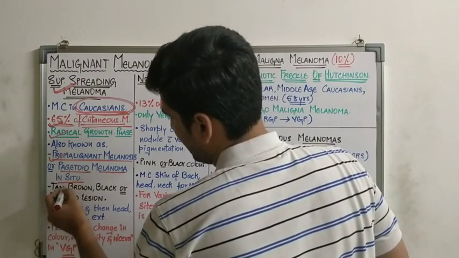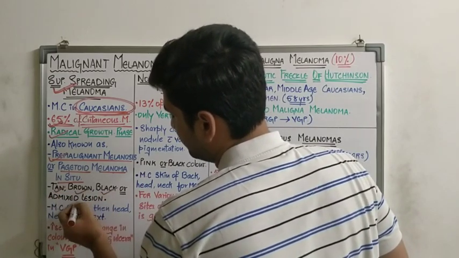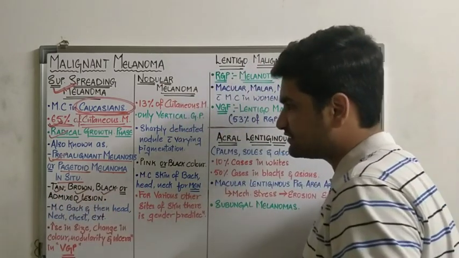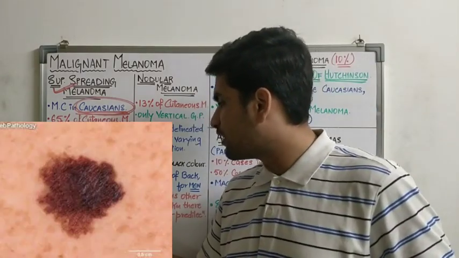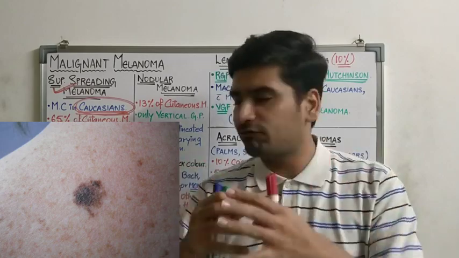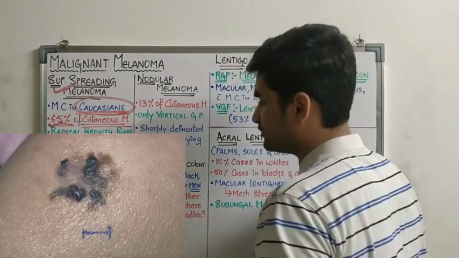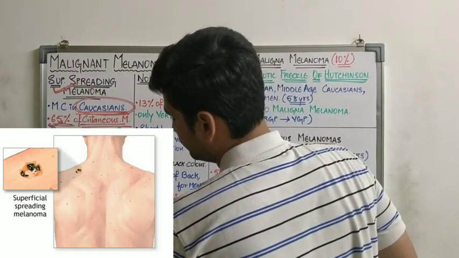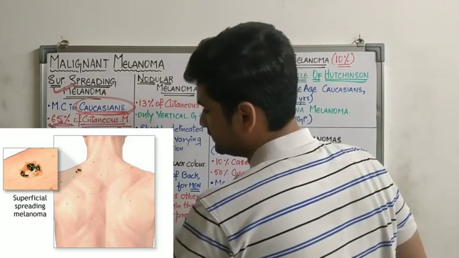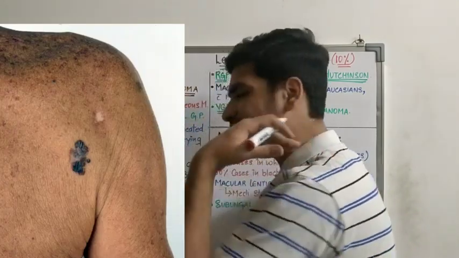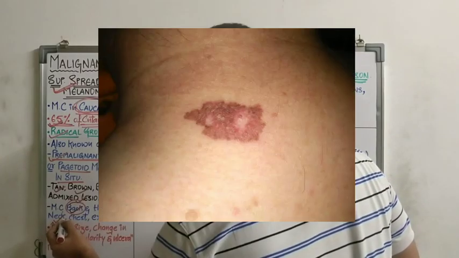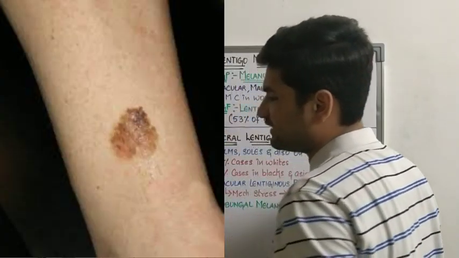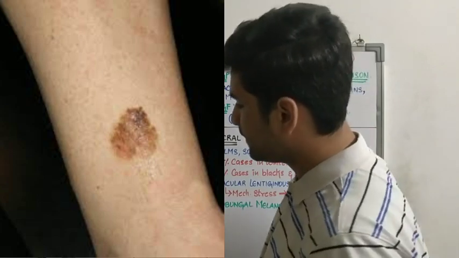Next is tan, brown or black colored or admixed lesion can be seen. Jo bhi iska lesion rahega, that will be tan or brown in color or black in color, or it will be a mixture of both. The lesions are mainly seen on the skin of back. This is the most common site. Then after that the head, neck, chest and lastly the extremities, that is hands and the legs, right?